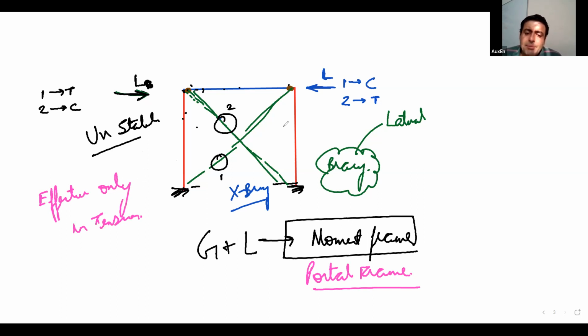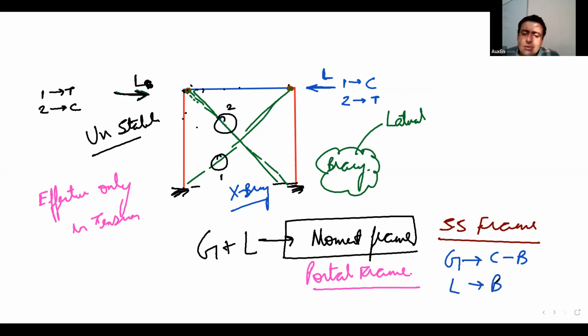So in a simply supported frame, who is taking the gravity load? In a simply supported frame that I just explained to you, which components are taking the gravity loads? Gravity loads are being taken by your beam column system. Okay. And which components are taking your lateral load? For lateral load, you will have to introduce bracings. So remember this thing. Okay.